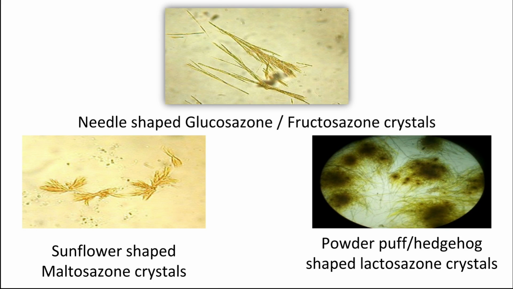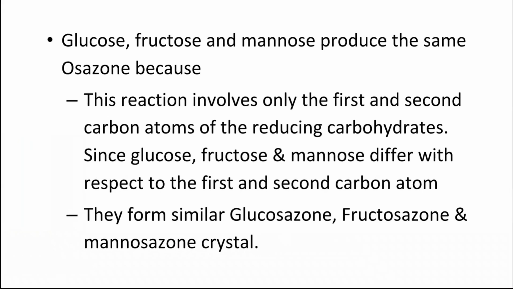You will have a question: how do we differentiate needle shape? Both are the same, but for that we have the Seliwanoff test to differentiate between glucose and fructose. Glucose, fructose and mannose produce the same kind of osazone. The reason is that, as you have seen in the flow chart, the reaction involves only the first and second carbon of the reducing carbohydrates. Glucose, fructose and mannose differ with respect to first and second carbon atoms only, and that's why they create the same kind of crystals.